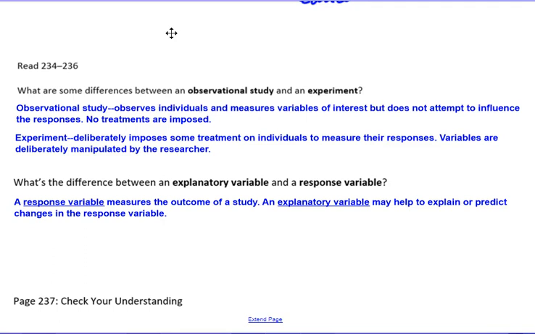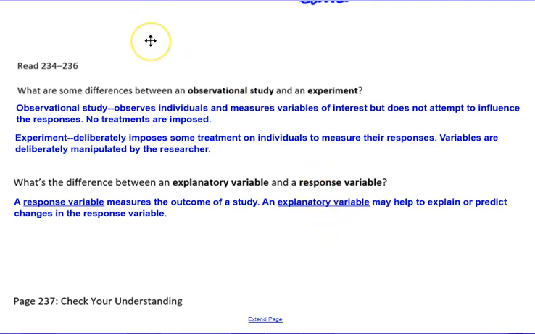So let's take a look at what we call those variables. The variable that is manipulated in an experiment would be the explanatory variable. In an observational study, the explanatory variable would just be a variable that is observed to see if there's an association with the response variable. The response variable is what we are looking at to see what happens to it based on the explanatory variable.